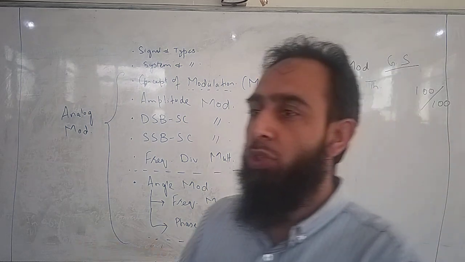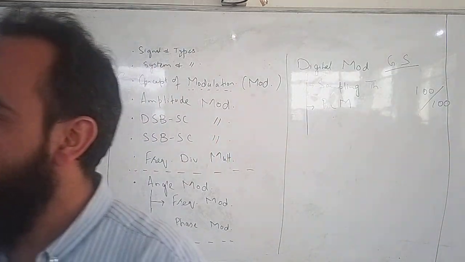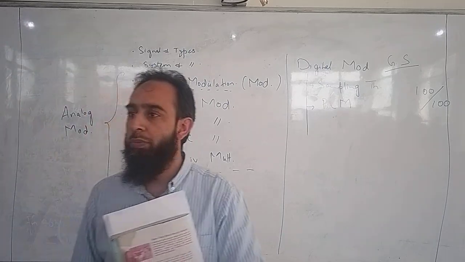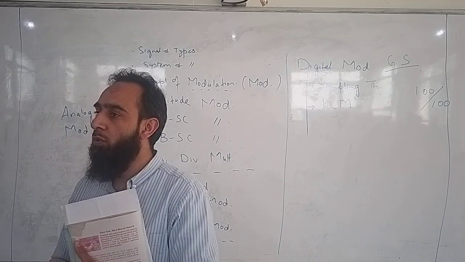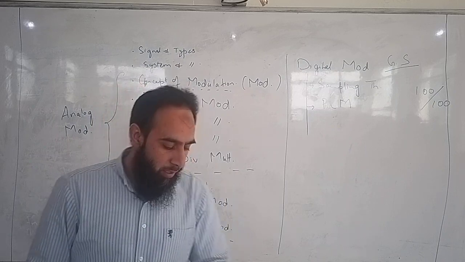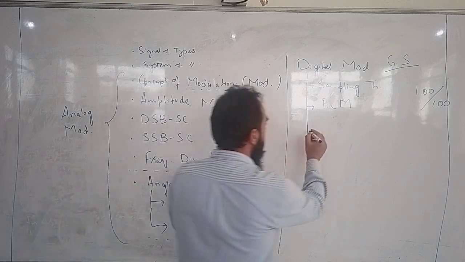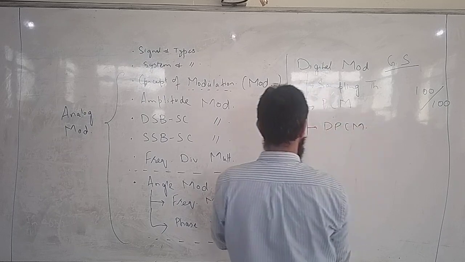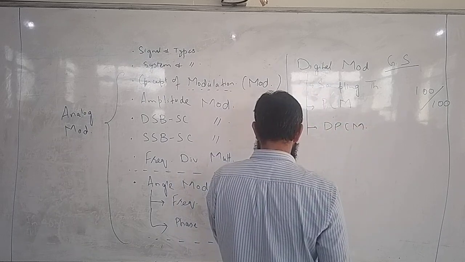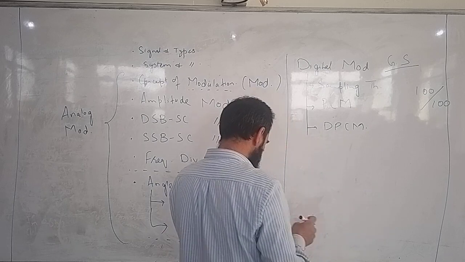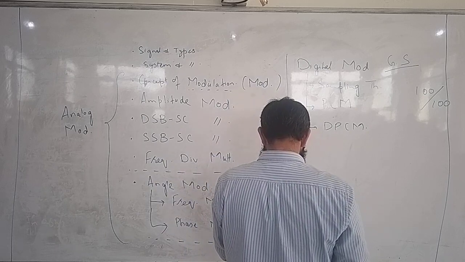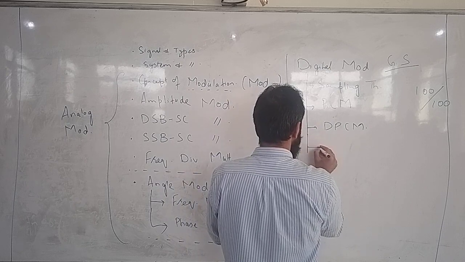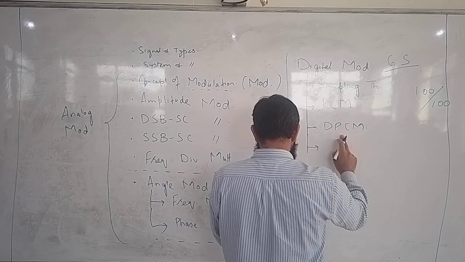So you should use copies which have a bigger page size for this subject. क्योंकि diagrams वगैरह इसमें काफी आएंगे. So make sure that you have a very formal notebook for this. Okay? Okay. So then I said DPCM, differential pulse code modulation. इसी का दूसरा टाइप है.